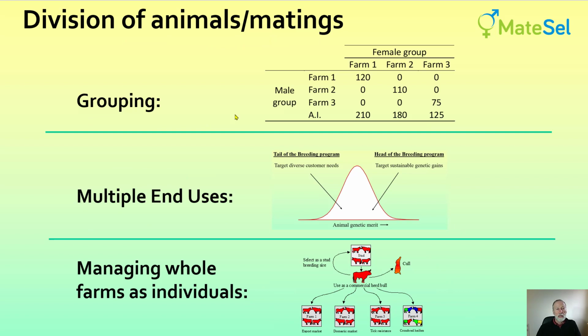Grouping is where you make decisions on which animal belongs to which group, and then you set constraints on patterns of mate allocation across groups and other constraints within groups. There are other ways of handling division of animals, which we've already talked about in the previous video, and I can point out these three different components can be simultaneously implemented as required for your breeding program.